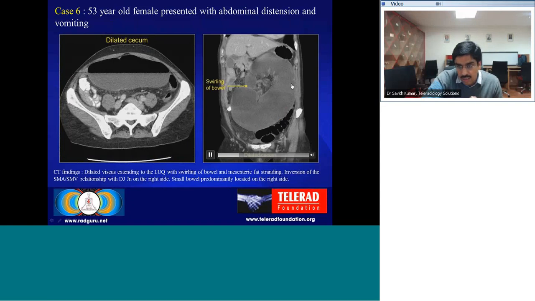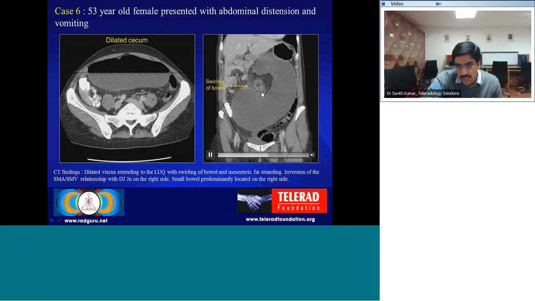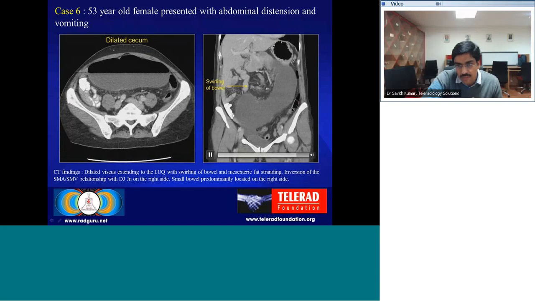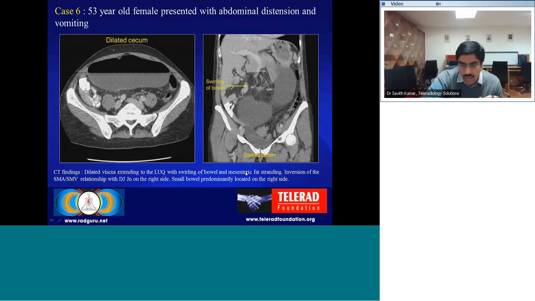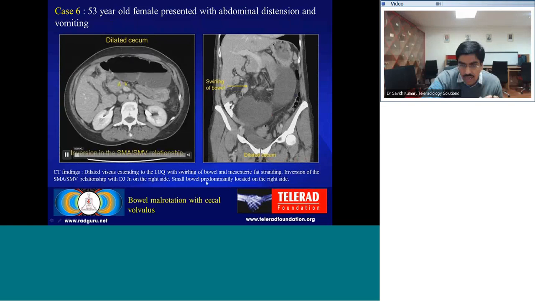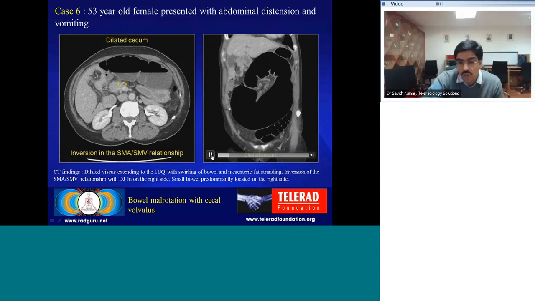So let's see the coronal. So dilated large bowel. This is the site of mesenteric twist. So unlike the usual, here it's a case of cecal volvulus, which is associated with malrotation of the bowel. So unlike usual cecal volvulus, here in addition to the cecum, part of the ascending colon was also involved in the volvulus. So this is a case of large bowel volvulus, which involves the cecum and a part of the ascending colon in a patient who has bowel malrotation.